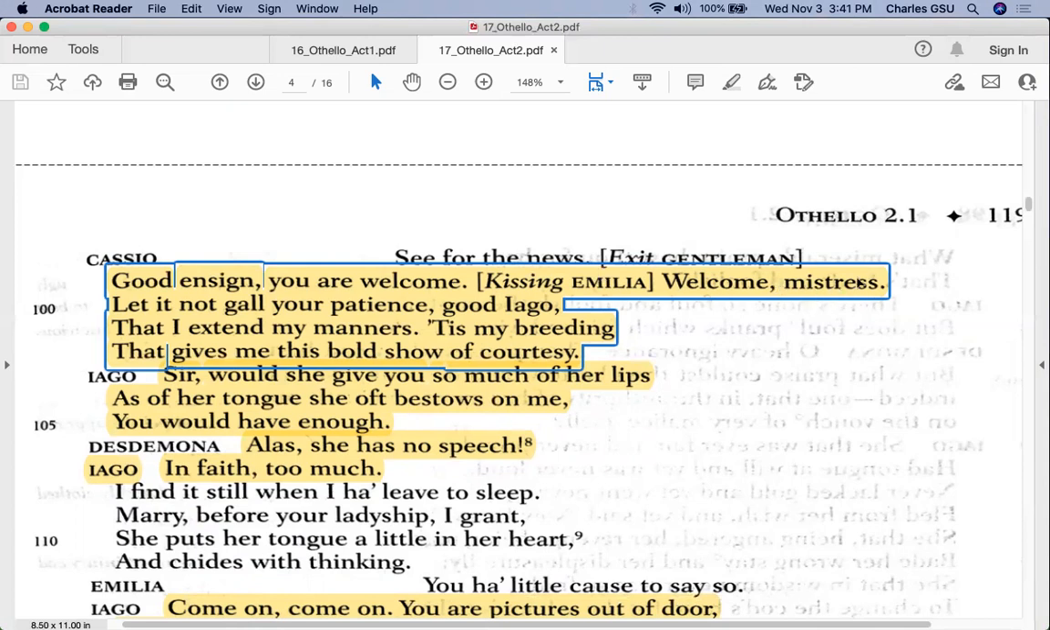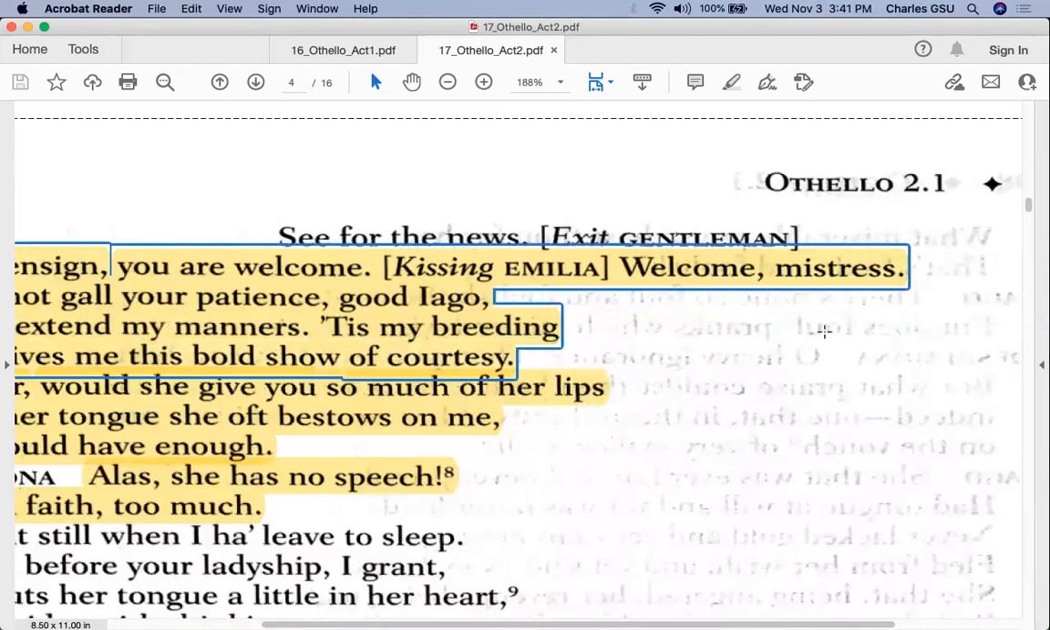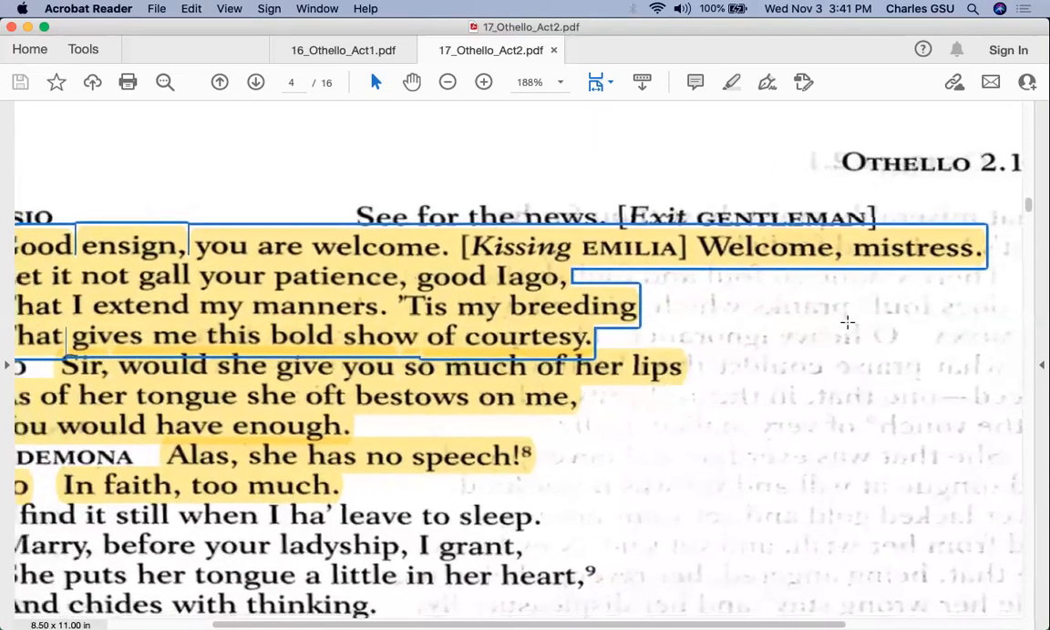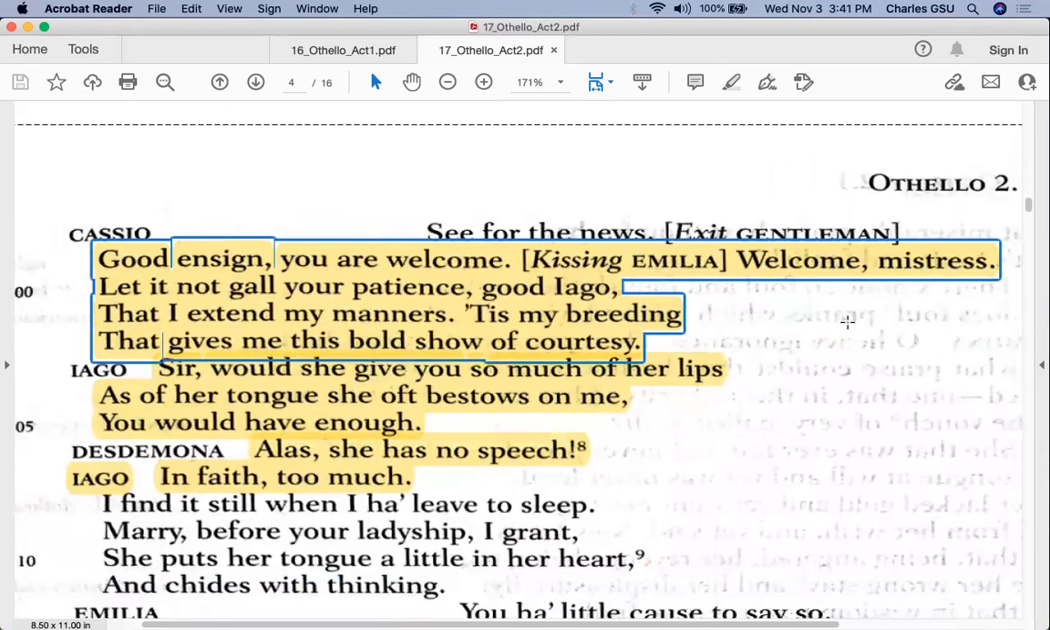And he does not mean here mistress like she's having an affair in that kind of connotation. But if you, just for 2 seconds, think about the MRS abbreviation, as in Mrs. Johnson or Mrs. Smith, that MRS is abbreviated for this word mistress. So Emilia is the legitimate mistress, MRS, of Iago. "Welcome, mistress. Let it not gall your patience or anger your patience, good Iago, that I extend my manners. 'Tis my breeding that gives me this bold show of courtesy."